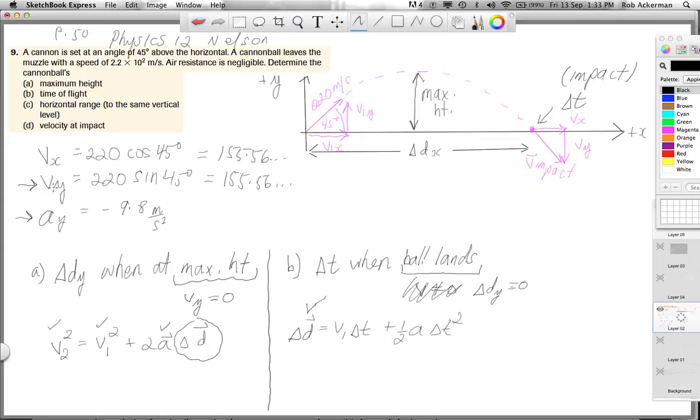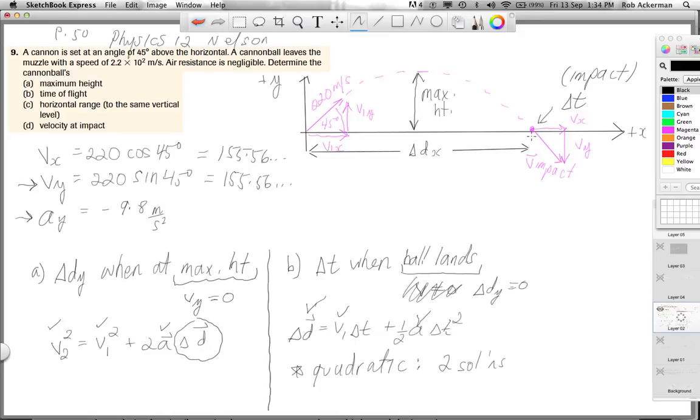V1, make sure you use your y velocity initially, so we've got that. Delta T is what we're solving for. A we know, it's negative 9.8, and there's delta T again. Now notice this time you've got a quadratic on your hands. And if you solve this, you're going to get 2 solutions, which means the math is telling you that there are 2 times when the ball is at the ground. Does that bother you? It shouldn't.